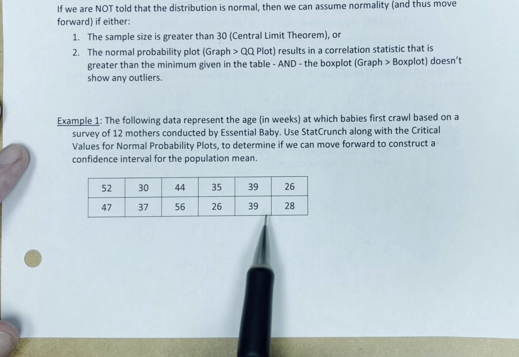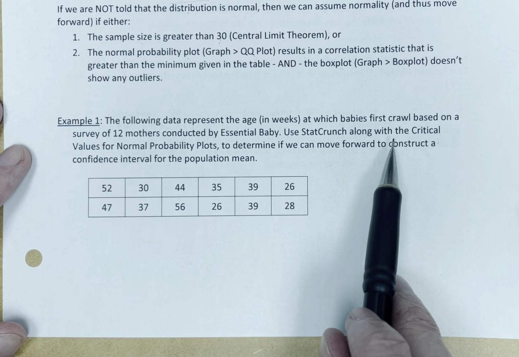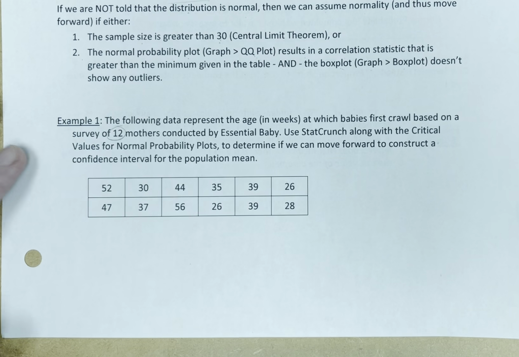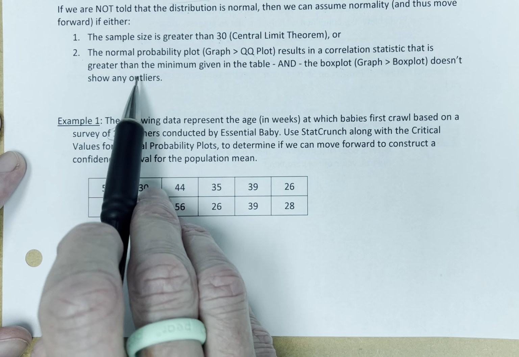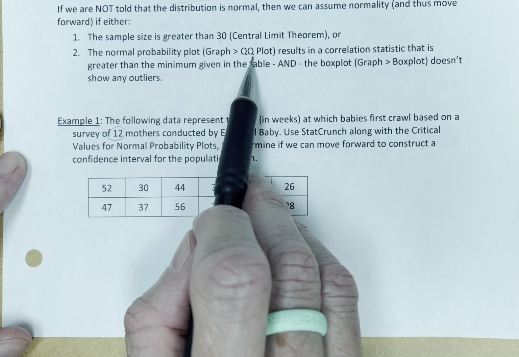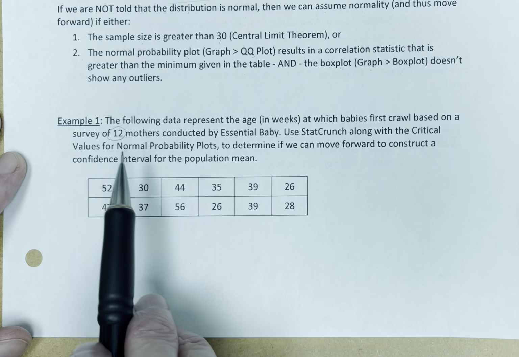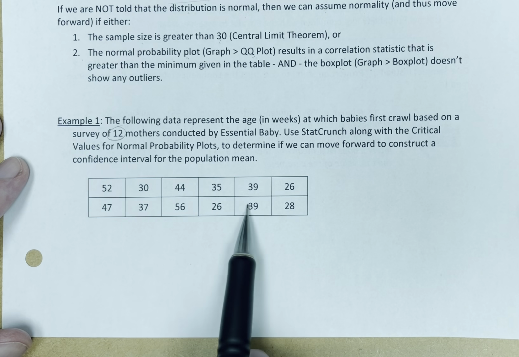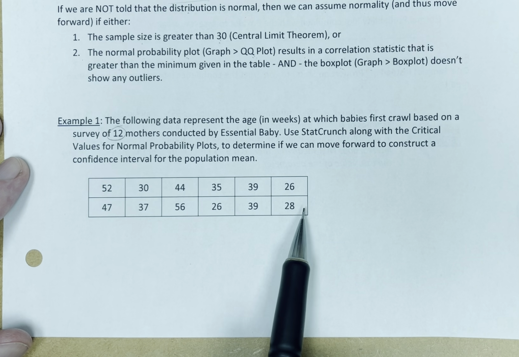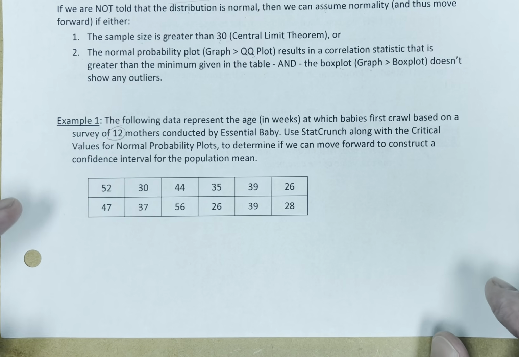So we look at this, right? We're not told it's normal, and our sample size is not 30. It's not greater than or equal to 30. It is less than 30. So we need to check our boxplot. We need to check our normal probability plot, our QQ plot, and we need to check the box plot. Okay, let's put the data into StatCrunch to begin with in order to do that. Let me move this over and we'll pull a couple things out here. Let's first go into StatCrunch.